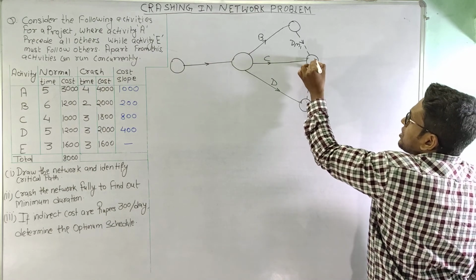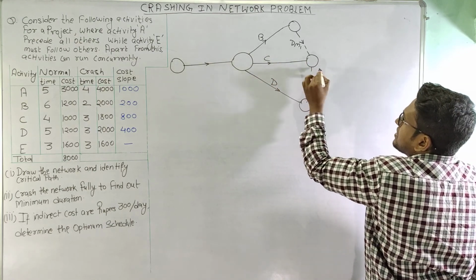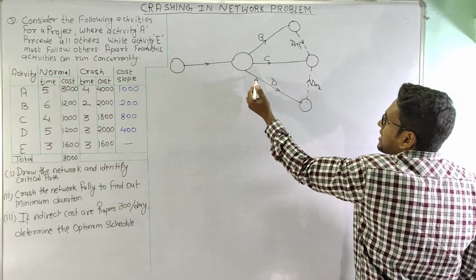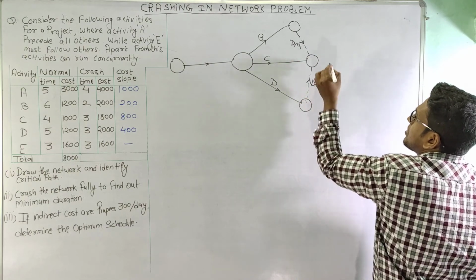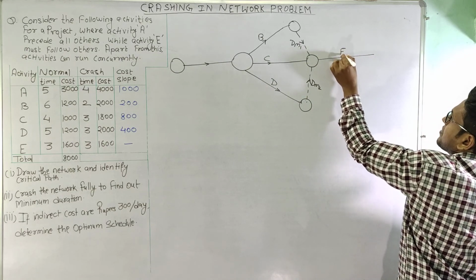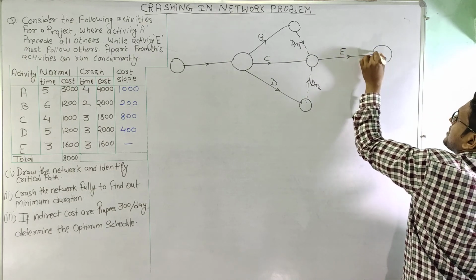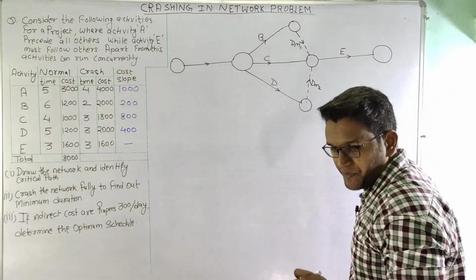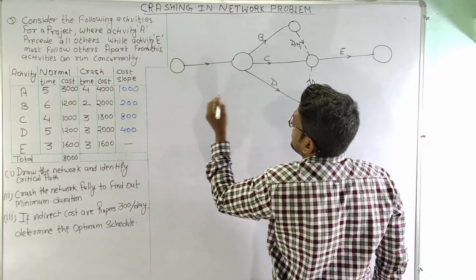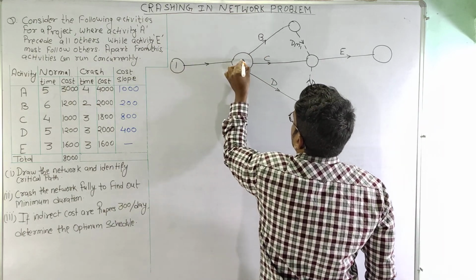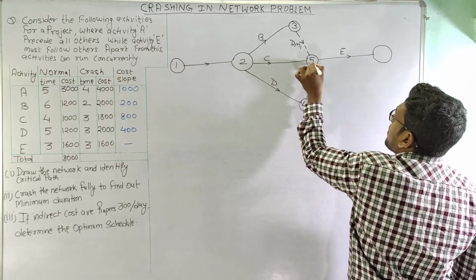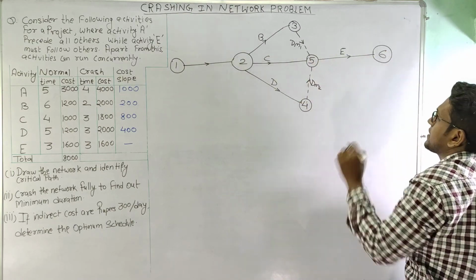So at this particular node we can see that activity C is completed, activity B is completed through this dummy, activity D is completed through this dummy. So we can start activity E here, and this activity E is finally completed. Now let us mark the events here. This will be 1, 2, 3, 4, 5 and 6.